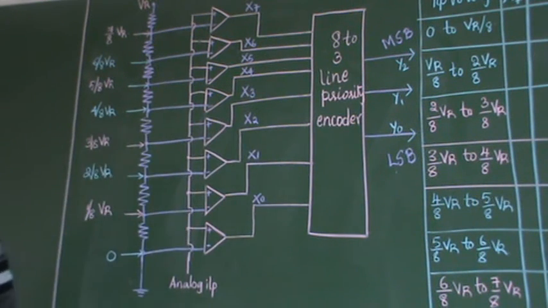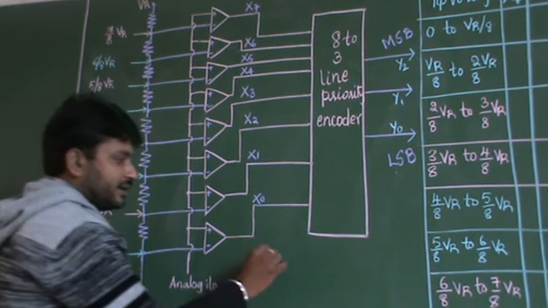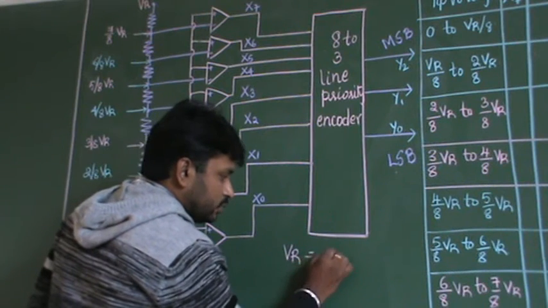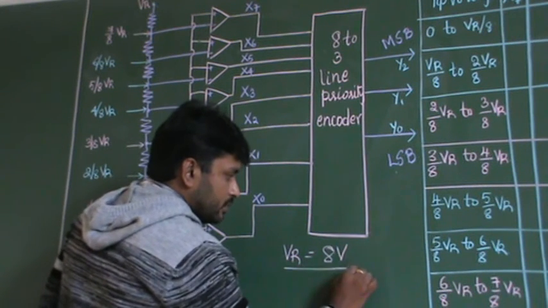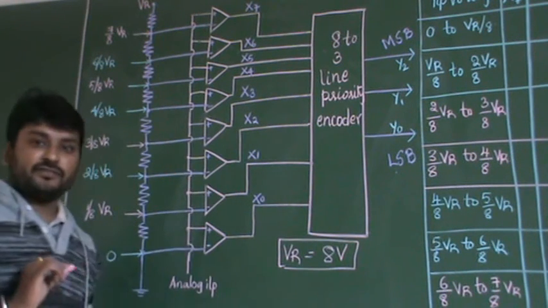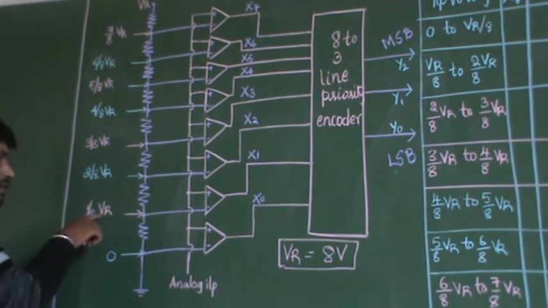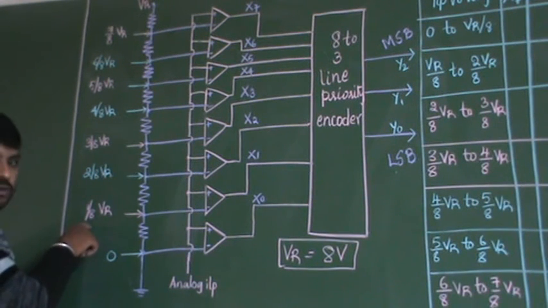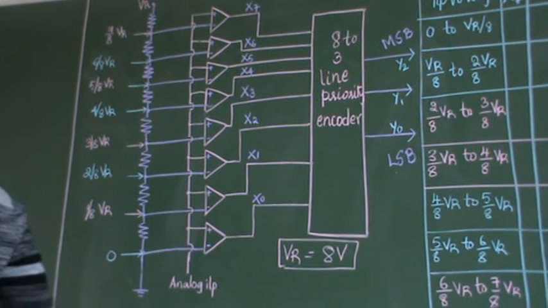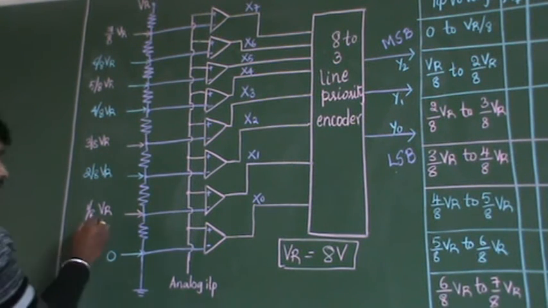Listen carefully. It is very important to understand the concept. So now let me assume that my reference voltage is equal to 8 volts. So VR by 8, under 8 by 8, you know, is 1 volt, right?